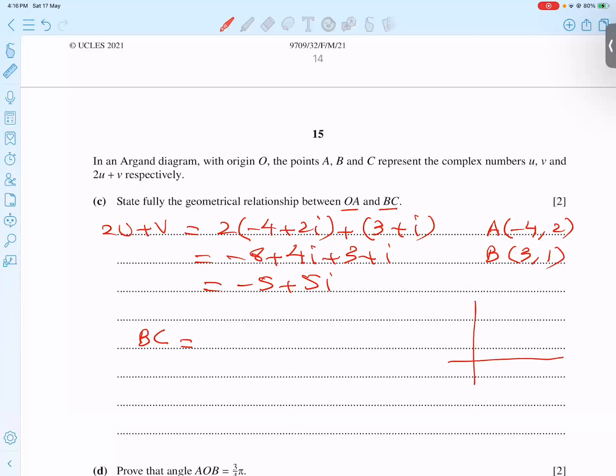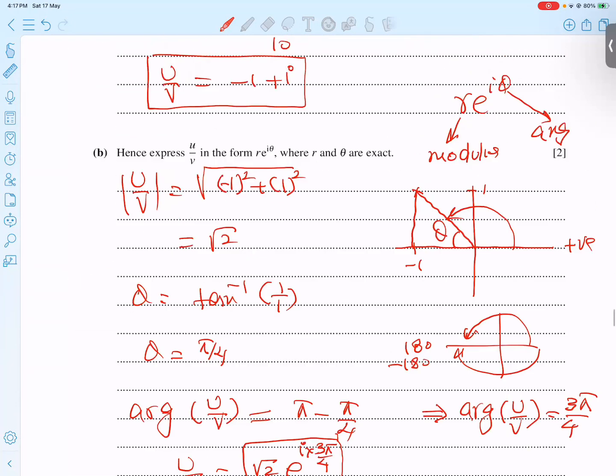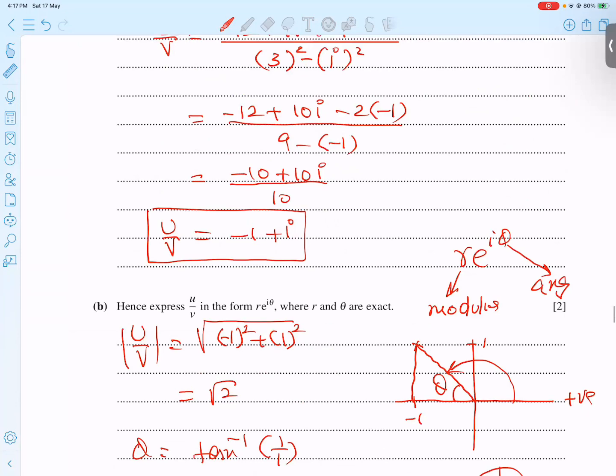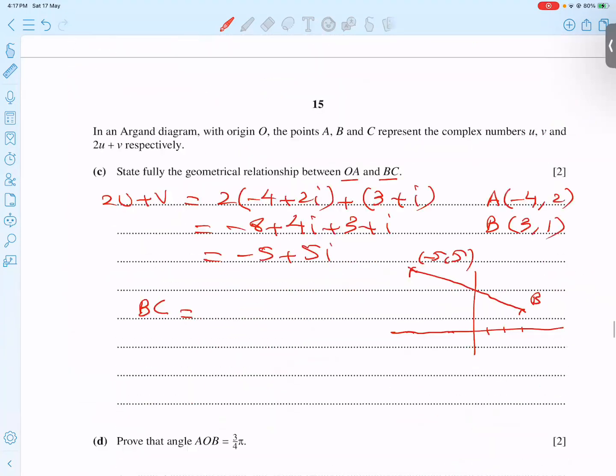So basically, B is (3, 1). This is the B. And C is this one, -5 along this, and +5, so it means somewhere here. So he talked about this one, BC. So how to get BC, students? And we talk about OA. If you check it, A is representing this one.